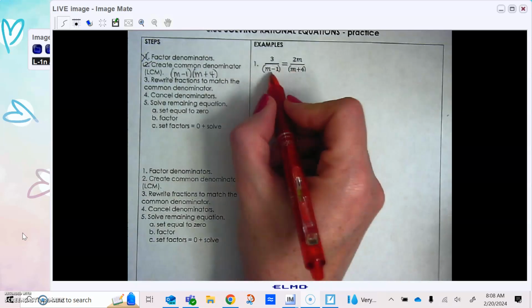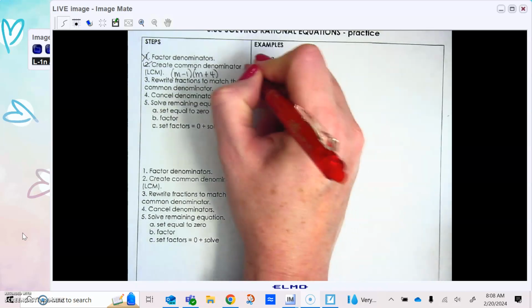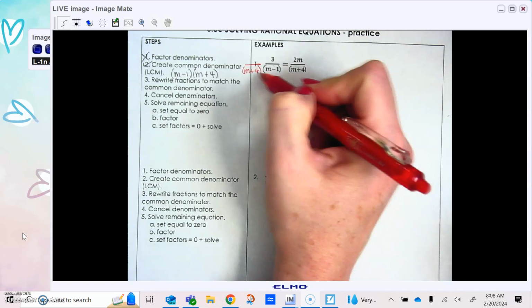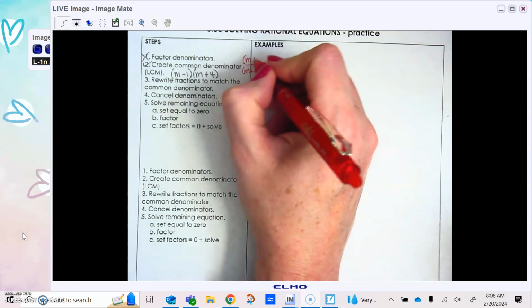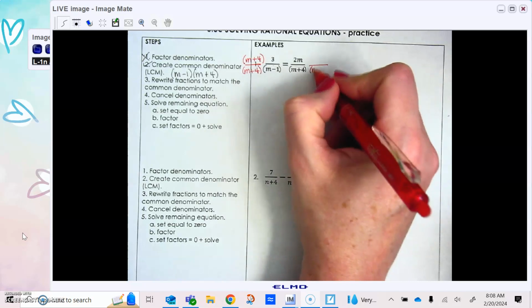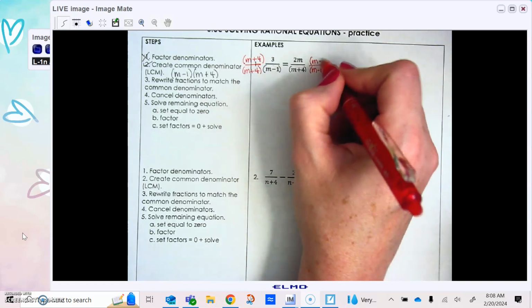So the first fraction needs the n plus 4 in its denominator, and we multiply that bottom and top. The second fraction needs the n minus 1, so we multiply it bottom and top.